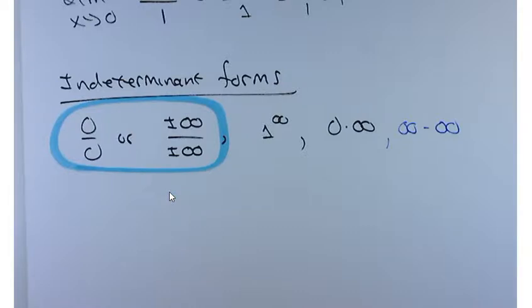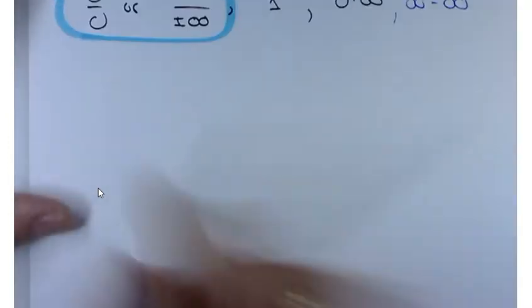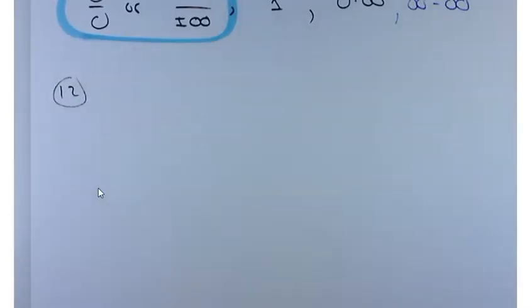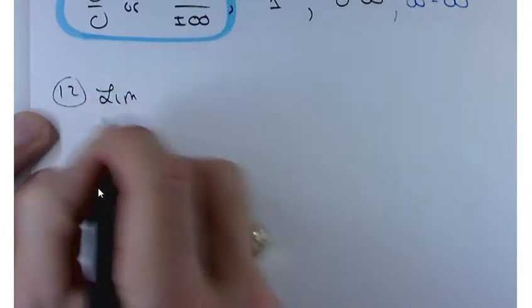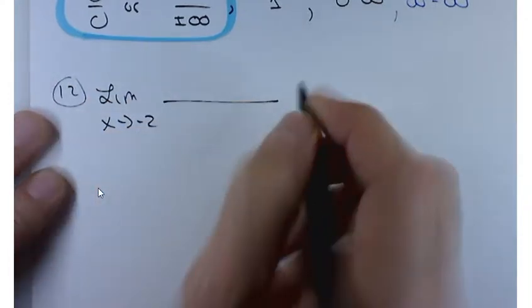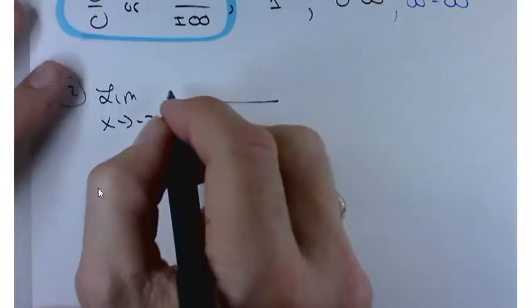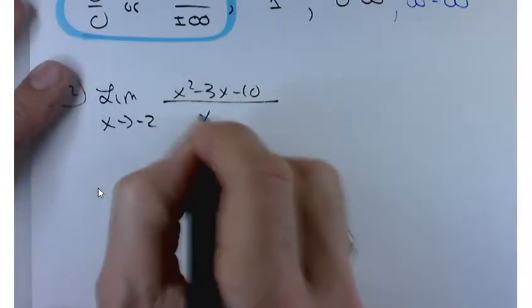So let's try a couple examples. We'll start with problem number 12. And let's see, do I have that handout still? I do. Cool. Problem number 12 looks like this. The limit as x approaches negative 2 of x squared minus 3x minus 10 over x plus 2.